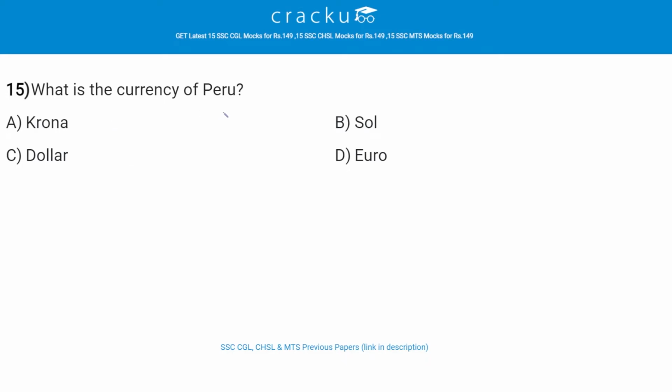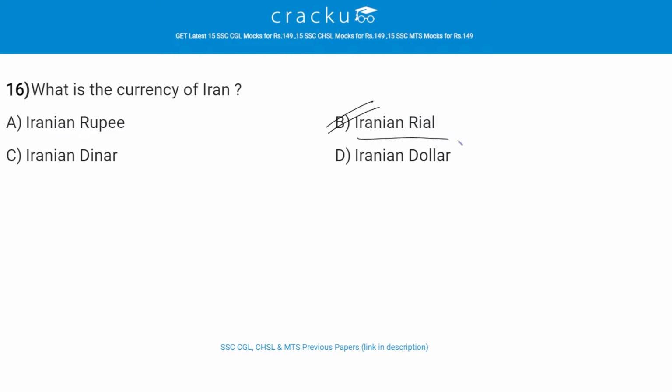What is the currency of Peru? The correct answer is B, that is sol. The sol is the currency of Peru and it is subdivided into 100 centimos. What is the currency of Iran? That is B, Iranian rial. The rial is the currency of Iran and there is no official symbol for the currency.